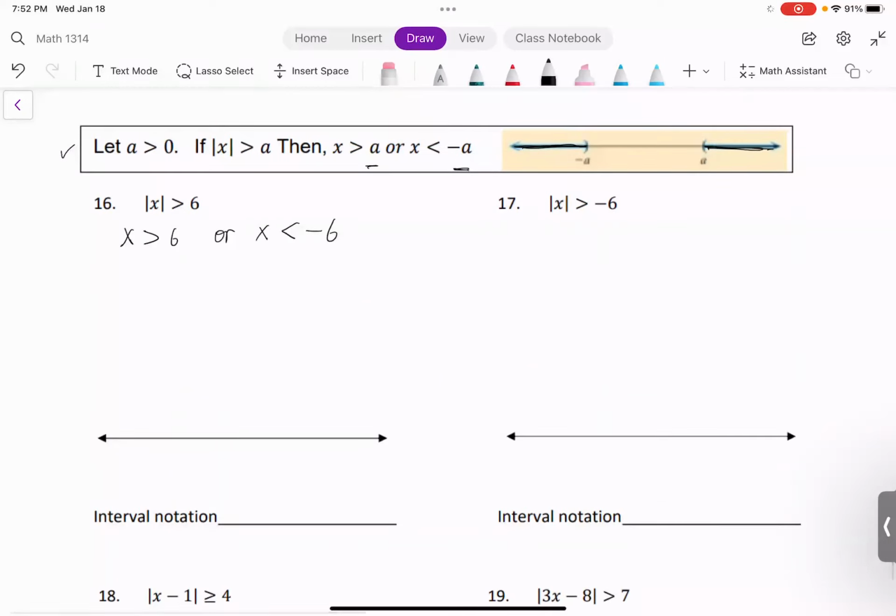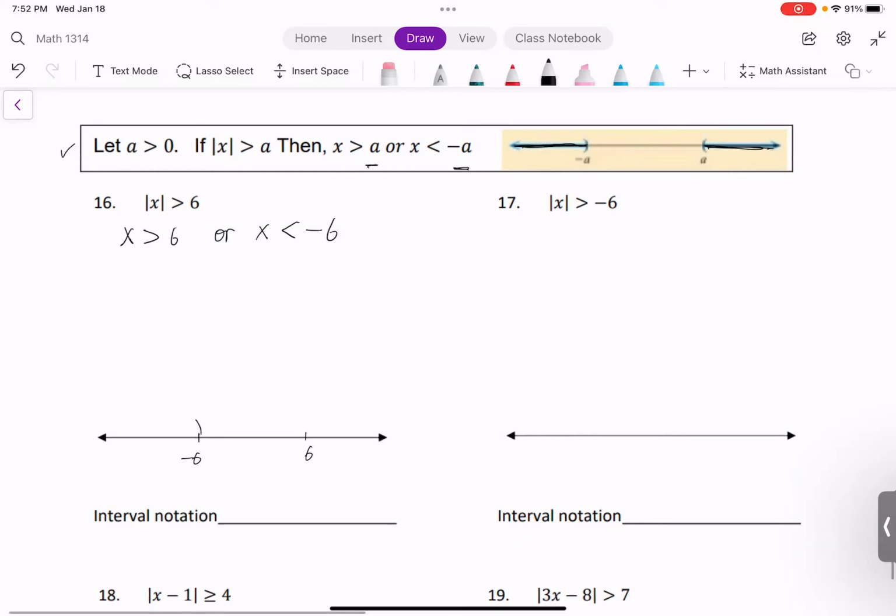So find them on the number line. Here's -6, this is the +6. x is in this area and in this area. For the interval notation, from the smallest number to the greatest number, we have -infinity to -6. And also you need a union with this area, from 6 to infinity.